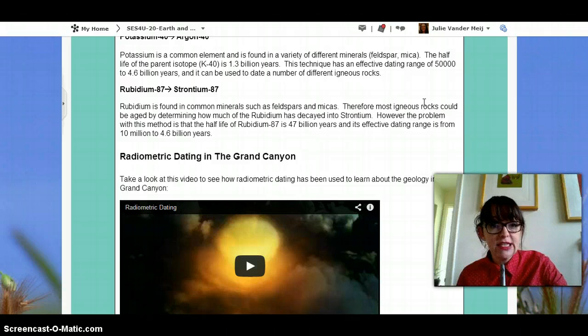Rubidium is another isotope that we can find that helps us date igneous rocks as well. The only limitation with rubidium is that it has a really long half-life, and so it can only date samples that are extremely old, anywhere from 10 million to 4.6 billion years.